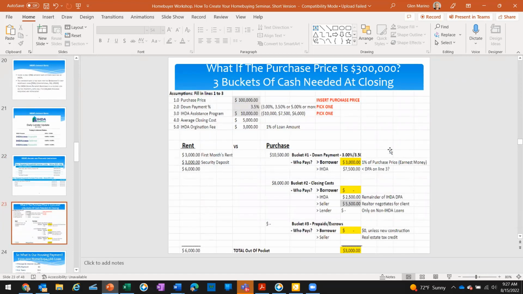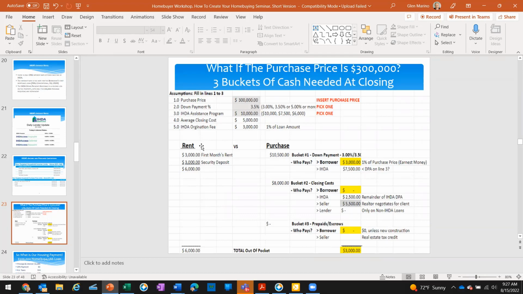Here we are, dear renter or potential borrower. You're going to be purchasing, say, a $300,000 home. Your down payment is going to be an FHA 3.5%. We're going to use the $10,000 repayment program. The average closing costs on a purchase are $5,000. And whenever you use the money from IDA, from the state of Illinois, there is a 1% origination fee. So let's say that's $3,000.